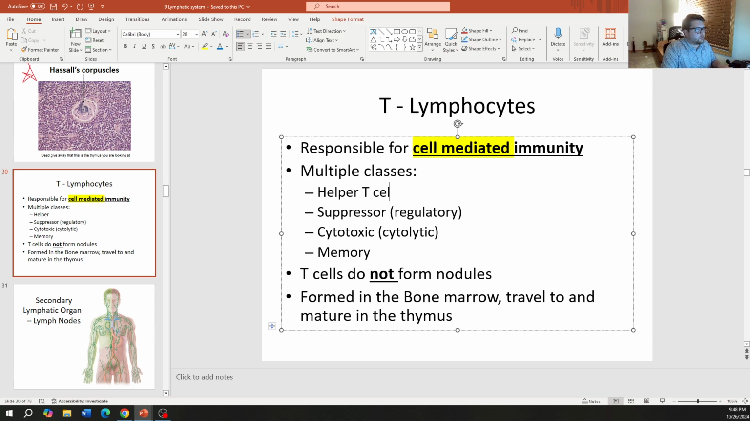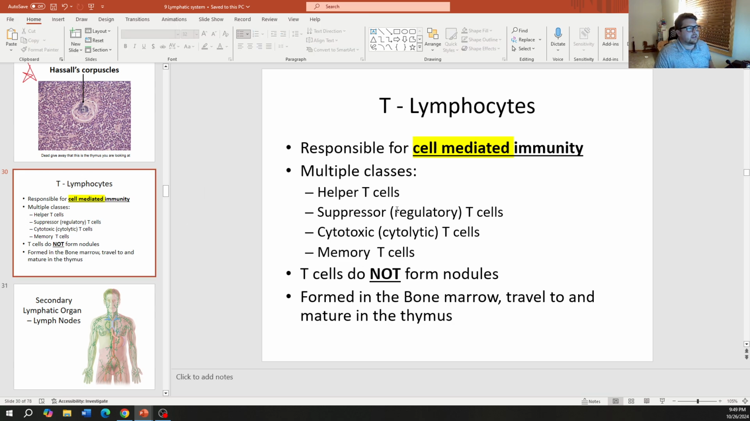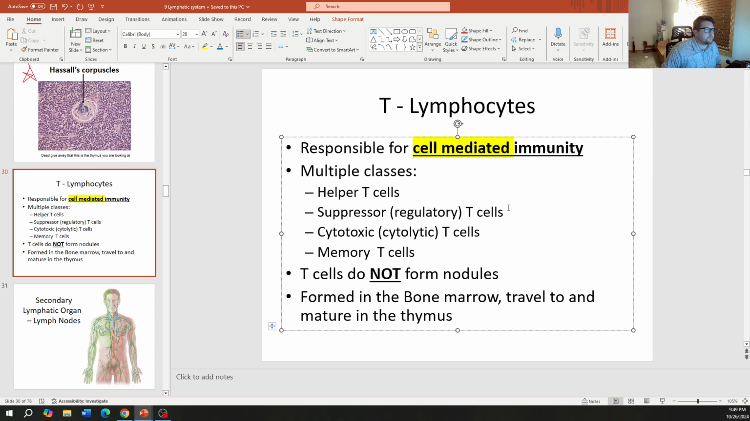So you'll see helper T cells, suppressor or regulatory T cells, cytotoxic T cells, and then memory T cells, okay? You will see this terminology pop up a bunch here and there. You'll dive a lot more into each of these specifically when you get into the general pathology and the pathology courses. You talk a lot more about these specific cells, the different classes of T cells, and what they do.